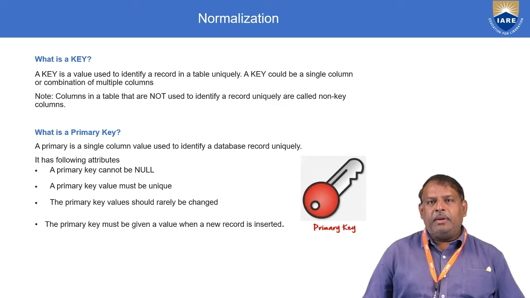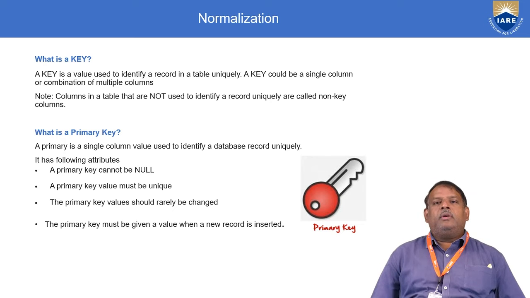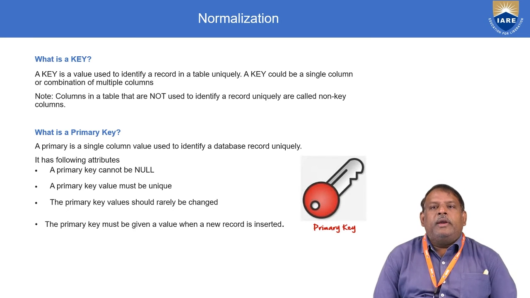Now, what is a primary key? A primary key is a single column used to identify the database record uniquely. It has the following attributes. The primary key cannot be null. The primary key must be unique. The primary key values should rarely be changed.